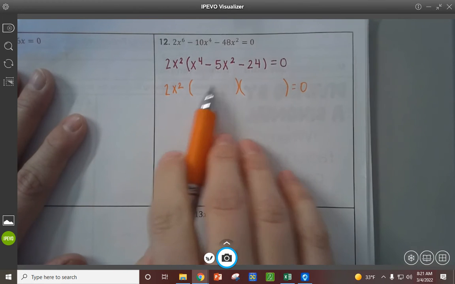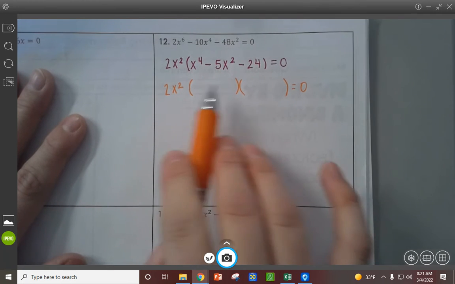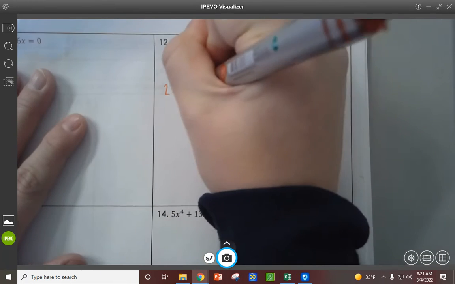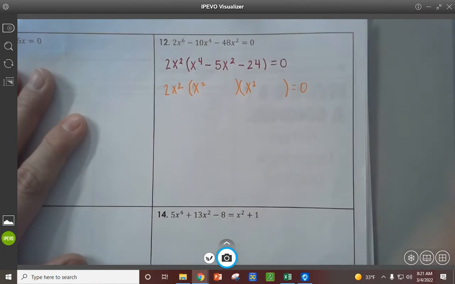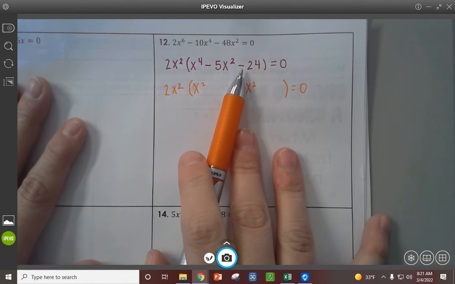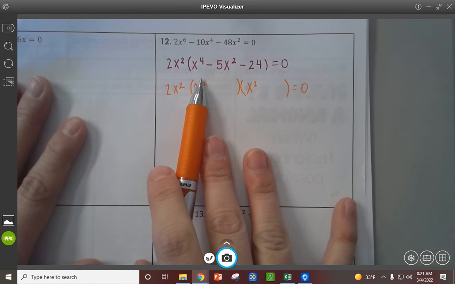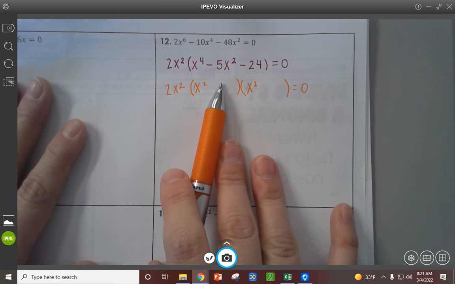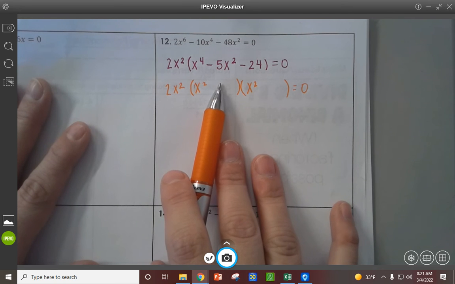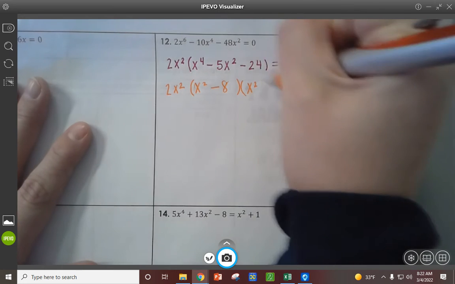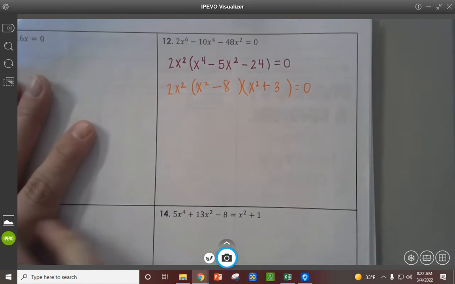What's going to go in the beginning of these two factors? X squared. We want two numbers that multiply to be -24 and add to be -5. Got those? -8 and +3. Good. And if you put the 3 first and then the -8, that's also okay.